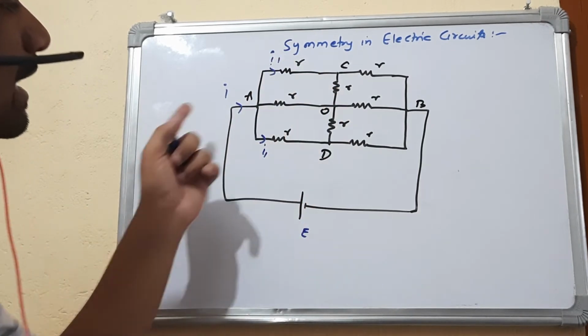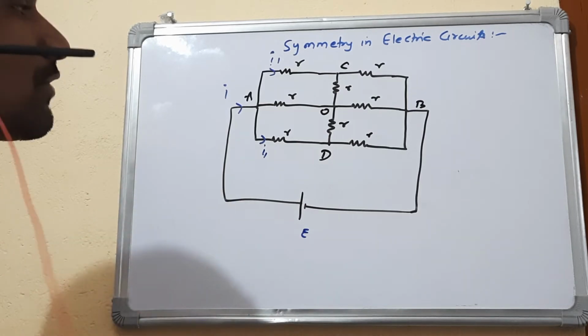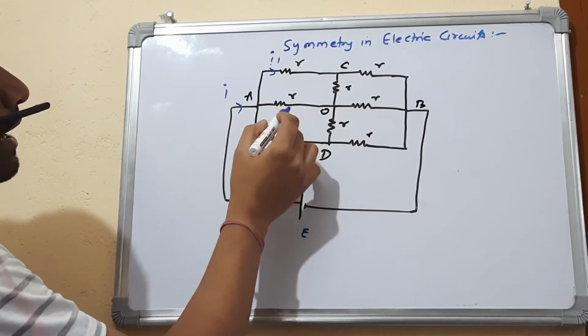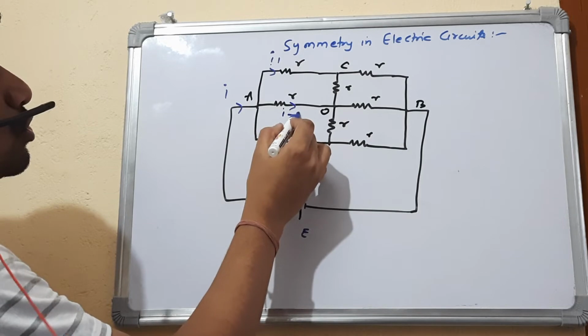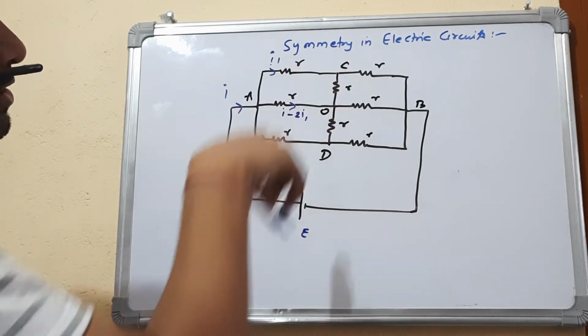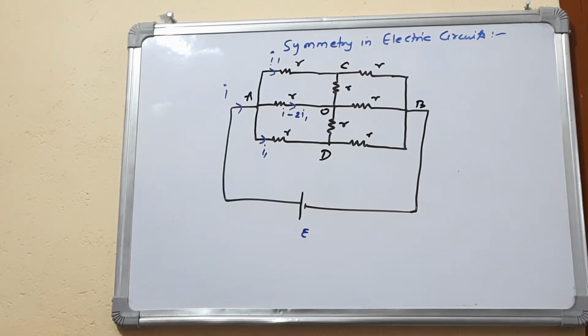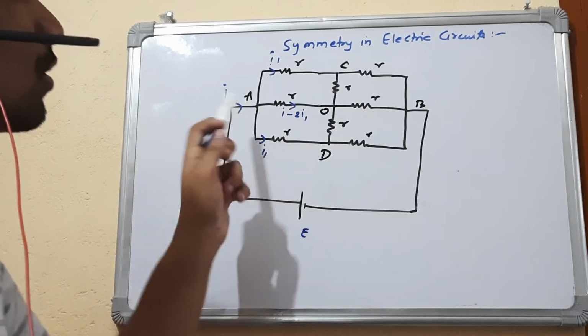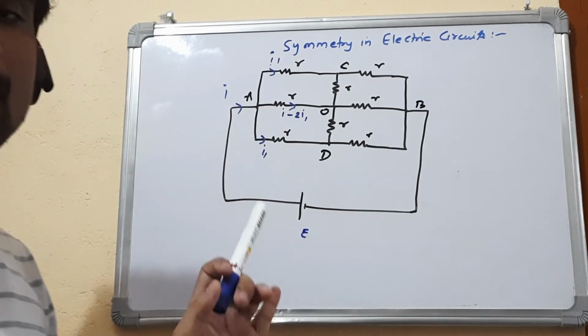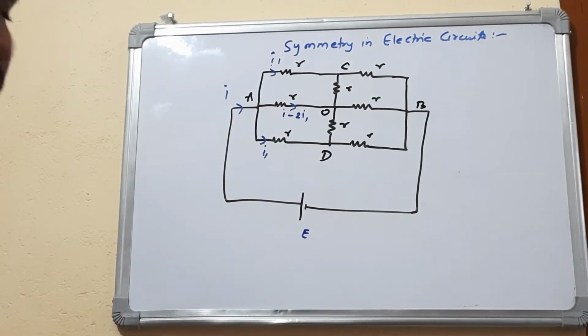What is the current in AO then? You can calculate it using KCL. It will be I minus 2I1. So the 2I1 which went across the top and bottom paths is subtracted from the whole current I. So the current in AO is I minus 2I1, correct?